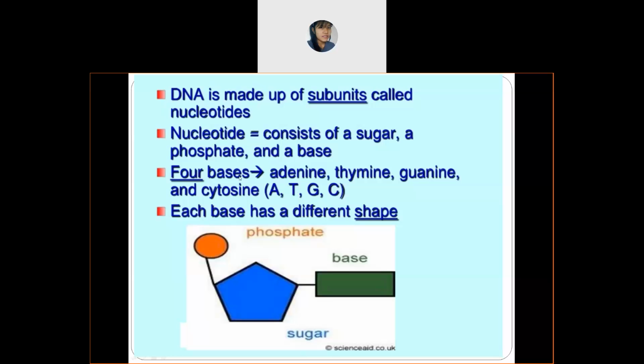And these bases are divided into four. There is adenine, thymine, guanine, and cytosine. And each base has a different shape. Again, each base will have a different shape. So this is about the structure of DNA in miniature form.